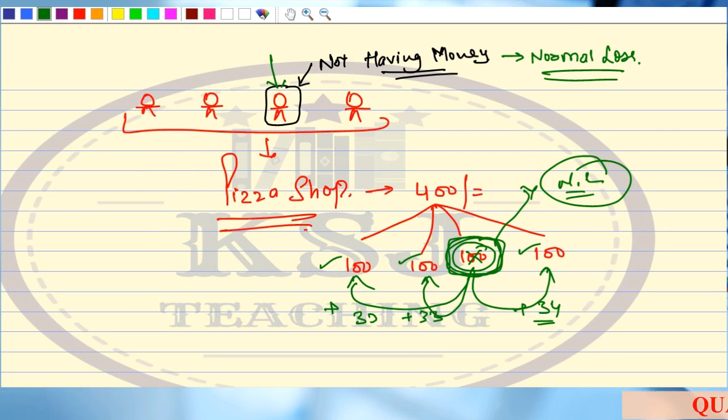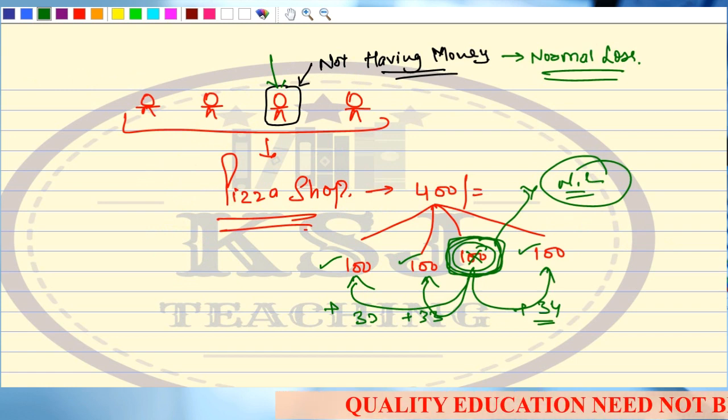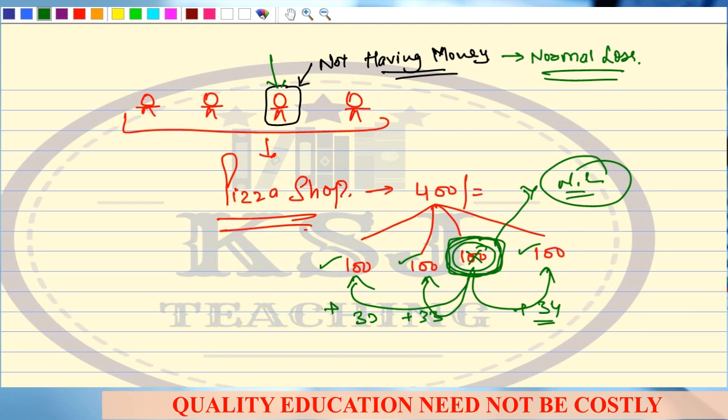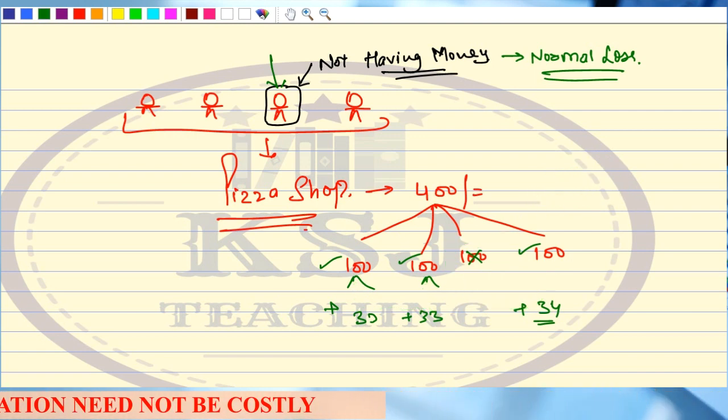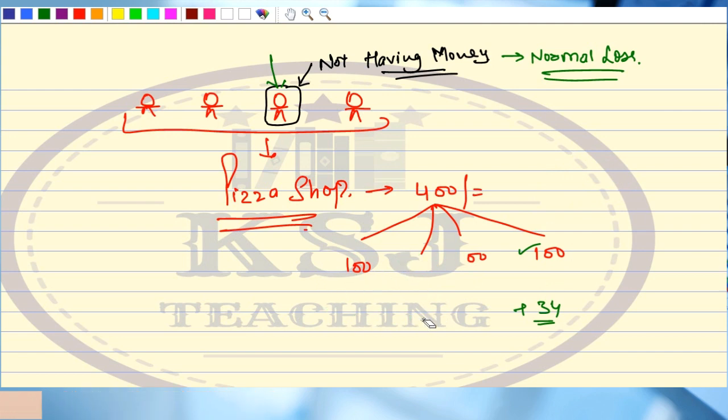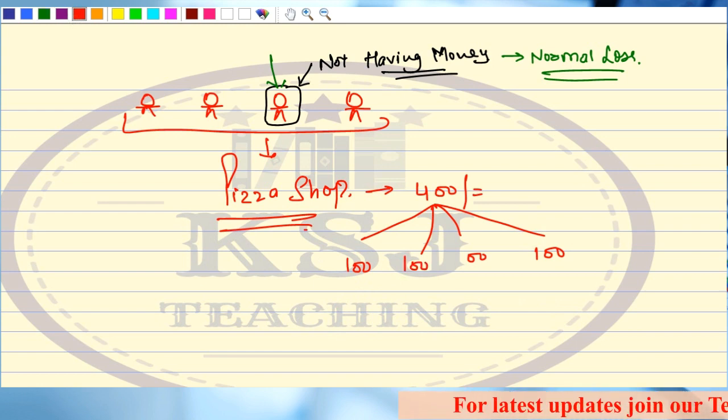Now again, you are going to a pizza shop, right? 400 is the bill, 100, 100, 100, 100 each, right? Now the situation is a little bit different. Sir, how is it a little bit different, sir? Now what happened? Listen to it very carefully.